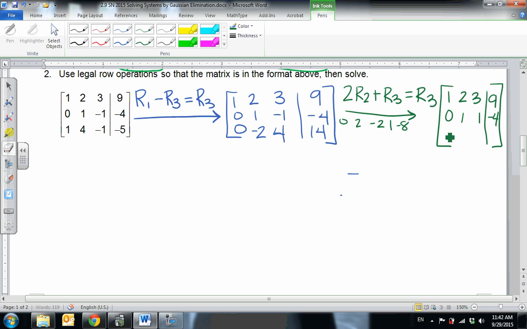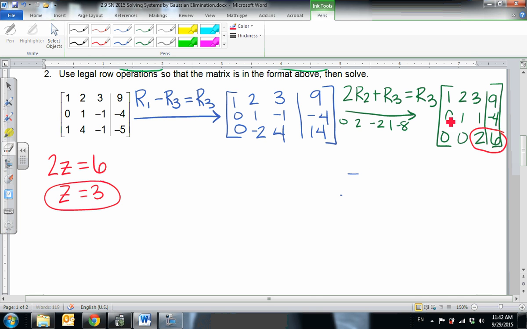So 0 plus 0 is still 0. 2 plus negative 2, 0. Negative 2 plus 4 is 2. And negative 8 plus 14, 6. Okay, so did we create zeros in the 3 places we needed them? Yep. So go grab that little equation it gives us. What does that tell us? 2z equals 6, so what does z equal? 3.